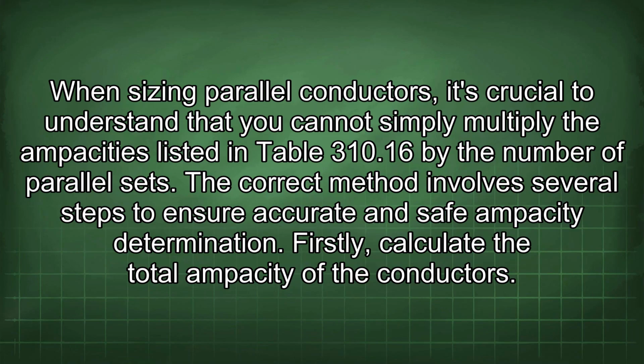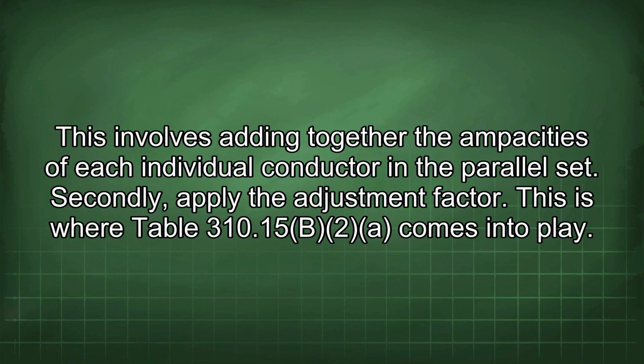When sizing parallel conductors, it's crucial to understand that you cannot simply multiply the ampacities listed in Table 310.16 by the number of parallel sets. A correct method involves several steps to ensure accurate and safe ampacity determination. Firstly, calculate the total ampacity of the conductors. This involves adding together the ampacities of each individual conductor in the parallel set.